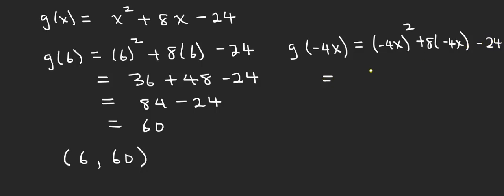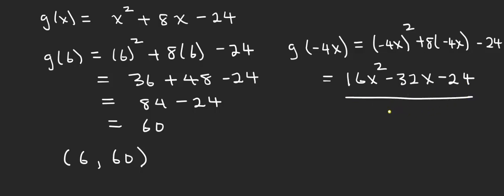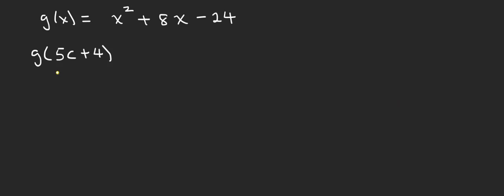So you're going to get 16x squared minus 32x minus 24. And that's as far as you could go. And what if they want you to find g of 5c plus 4? So now instead of x, you have to plug in 5c plus 4.